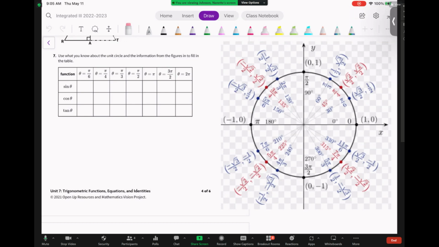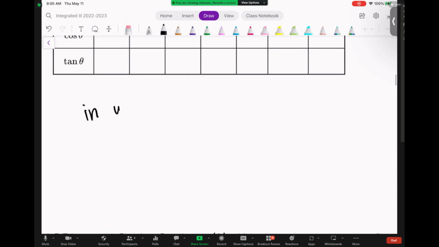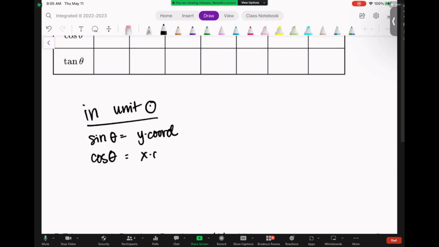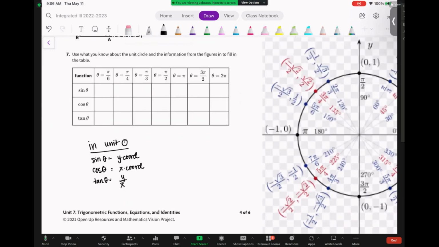In the unit circle, when I say sine of theta, that's the y coordinate. When I say cosine of theta, that's your x coordinate. And for tangent of theta, that's your y over x. If you remember this when you're using the unit circle, that's all you'll need to know how to do besides find the angle.